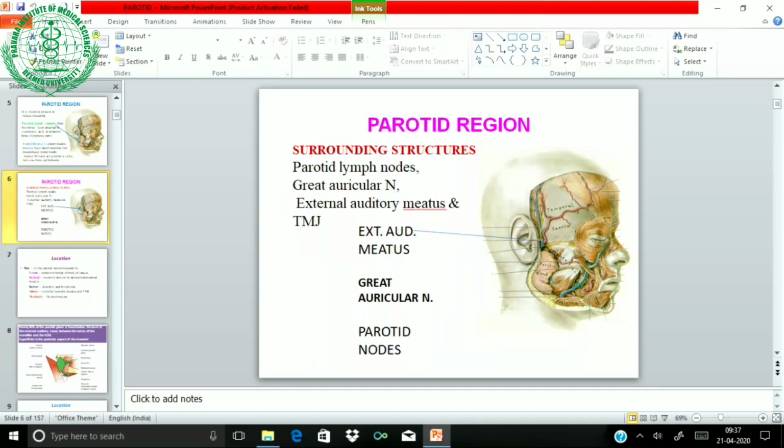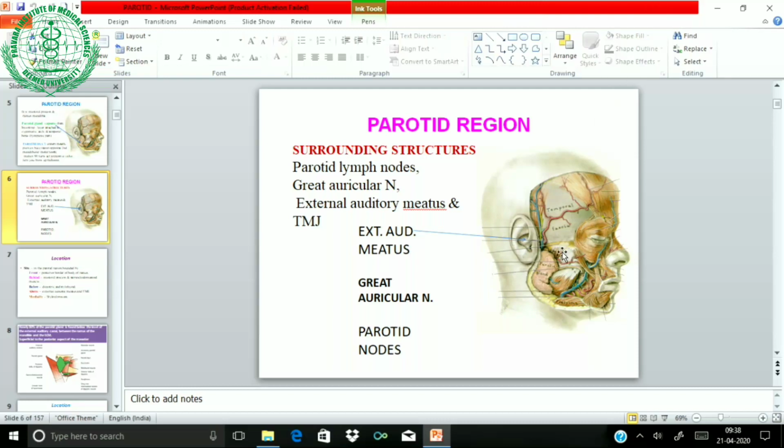Regarding the structures which lie in the parotid region, in this PPT these structures are shown. Mainly there is the parotid salivary gland. Then from the middle of the anterior border comes the parotid duct, or Stenson's duct. Then here you can see the external acoustic meatus.